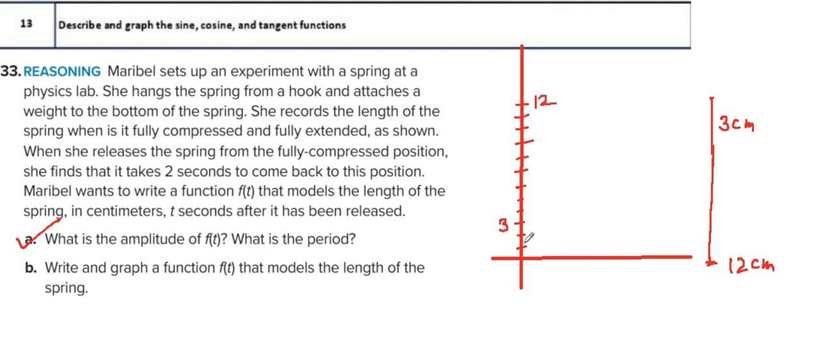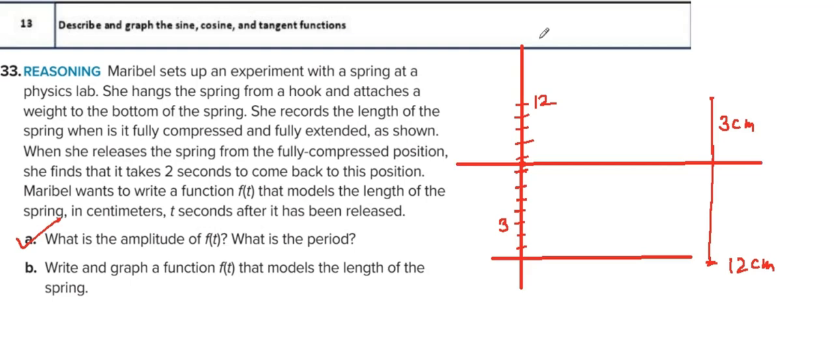So what is the middle between 3 and 12? You just have to add them: 12 plus 3 is 15. 15 divided by 2 is 7.5. So where will 7.5 be? This is 3, 4, 5, 6 and 7, and here is 7.5. So this is my middle line.